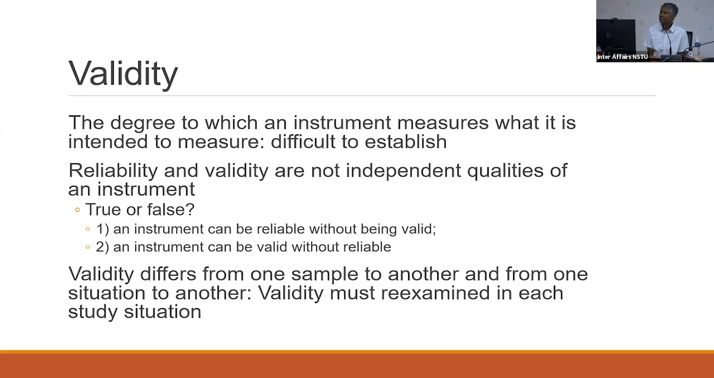That person says false. It's actually true. You can consistently measure something without it being a valid measure of that construct. So you can develop a series of questions to measure hope, and you can get the same responses each time. But that is no guarantee that it's accurately measuring hope. So you can get reliable findings, the same finding each time, without the instrument being valid.